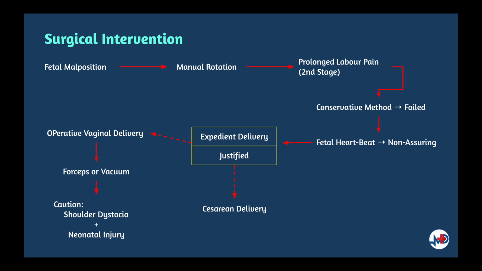Operative delivery with use of forceps or vacuum must be performed by an experienced provider. Be aware of the increased associations of shoulder dystocia and neonatal injury with operative vaginal delivery in the setting of abnormal labor.